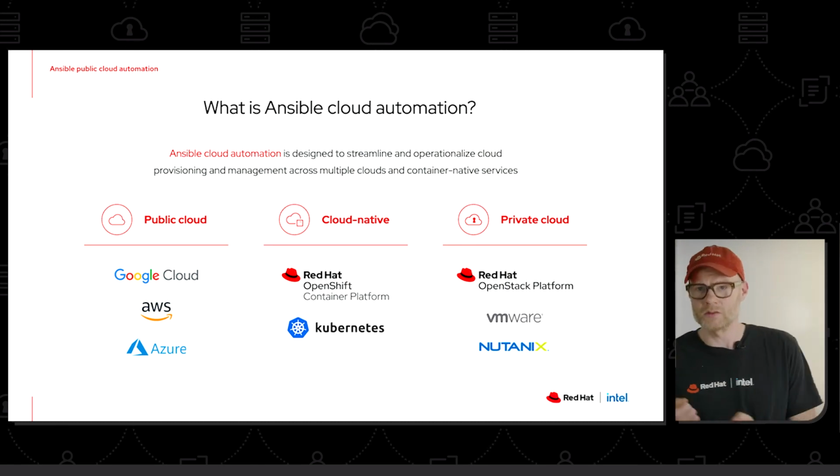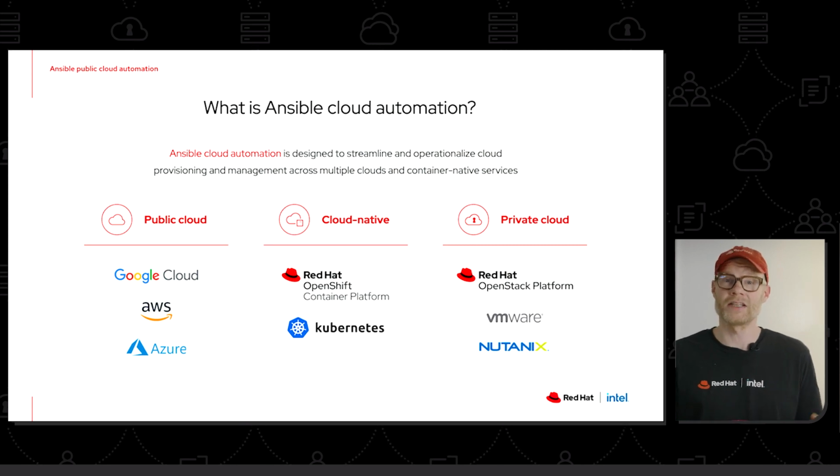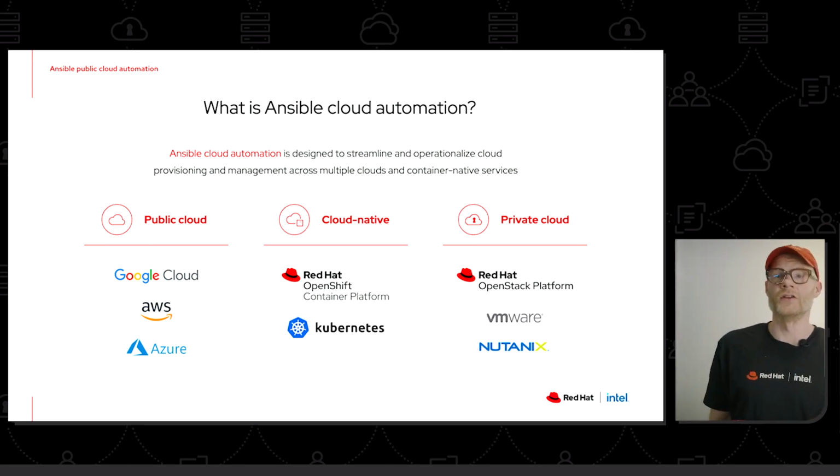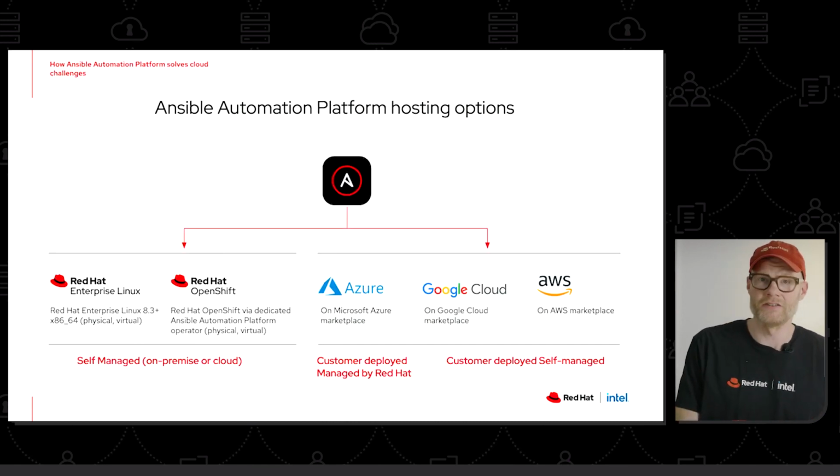There are also cloud-native packages or collections for Red Hat OpenShift and Kubernetes to manage those platforms. In the private cloud, you have the ability to use Ansible to automate your OpenStack configurations and deployments, and your VMware and your Nutanix, everything for your bare metal needs.